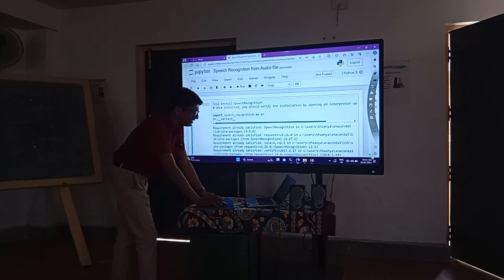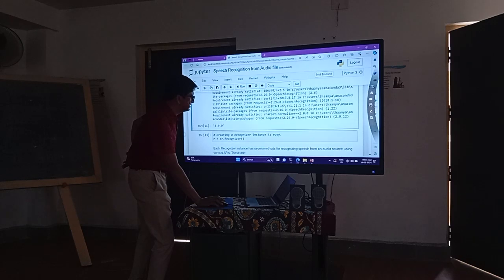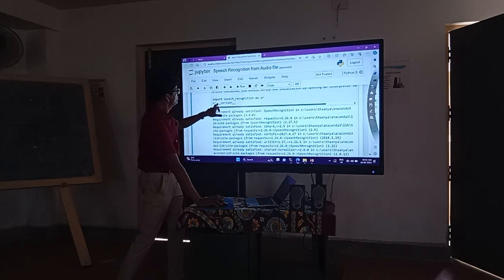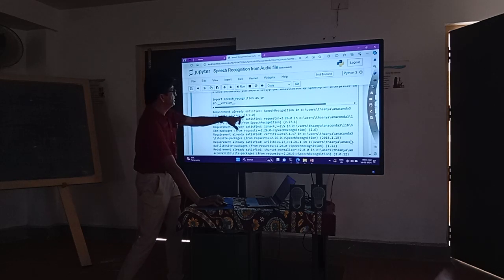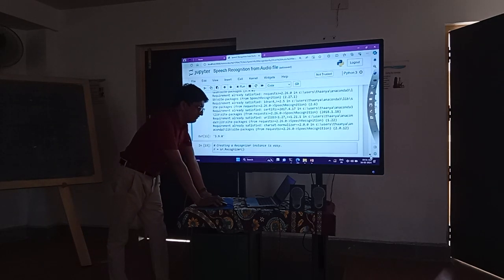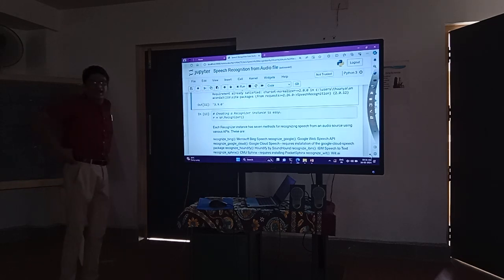So you have to install that speech recognition package, and then we can look at the version. Import speech_recognition as sr. So sr.__version__ gives 3.9.0. You can do this in Google Colab also, everywhere you can do it. Then I am creating an instance of a recognizer.